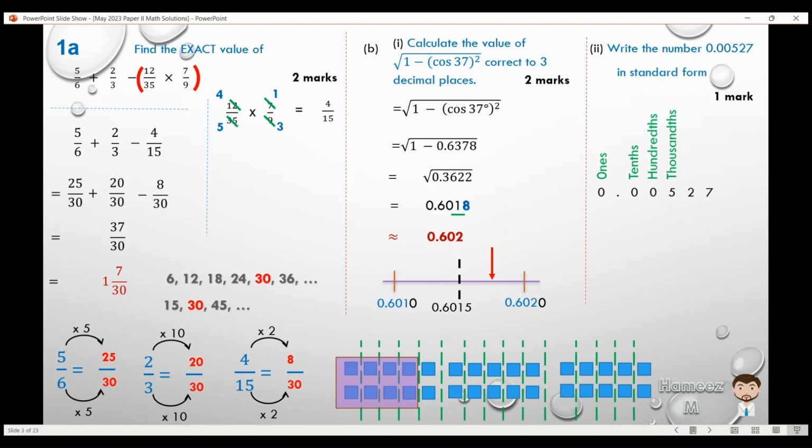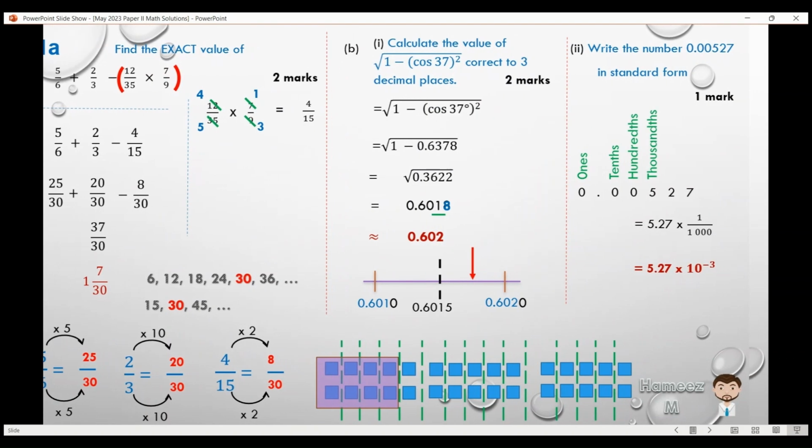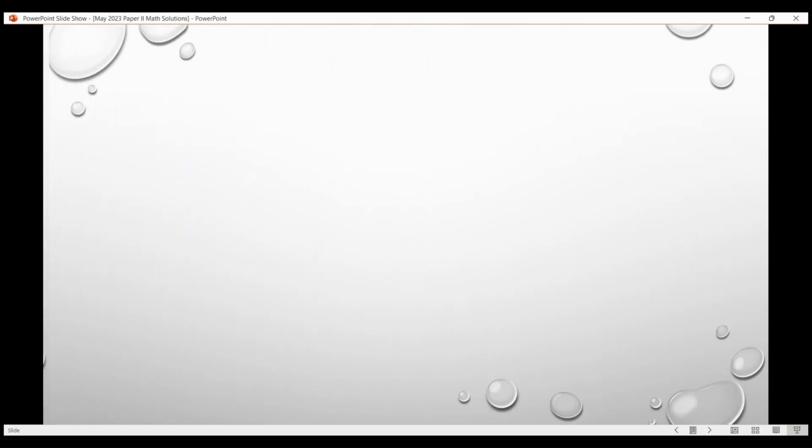I've stopped here at the first number, which is not 0 or non-zero, and that first number is a 5. So we actually have 5 thousandths. So if we rewrite this, we can write it as 5.27 thousandths. And thousands can be written in words or can be written as 1 over 1,000. And what is 1 over 1,000? 10 to the power minus 3. Now that we've completed 1a, let's move on.